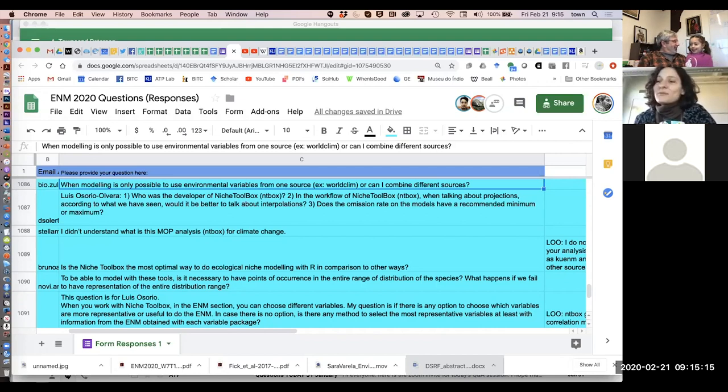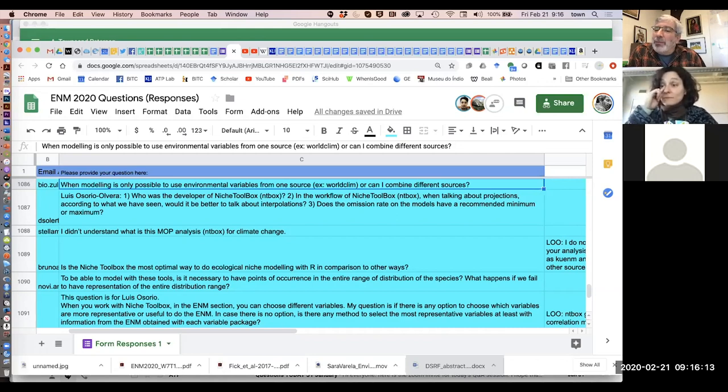So there will be a lot more discussion about environmental variables in the coming weeks. As a quick short answer, yes, you can combine environmental variables from different sources. Of course, you have to make sure that they match in terms of time span, resolution, map projection, things like that. The thing that you have to remember is anytime that you combine geospatial data that have different resolutions, even different orientations of a grid, or different exact positions, you get into a problem called the modifiable areal unit problem. And it's like the worst nightmare of any geographer.